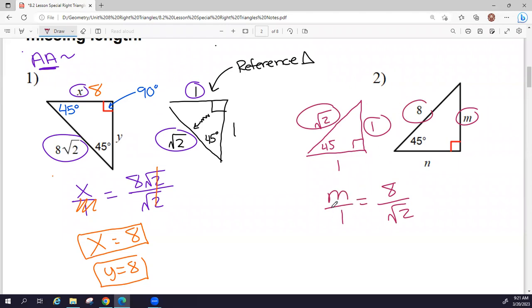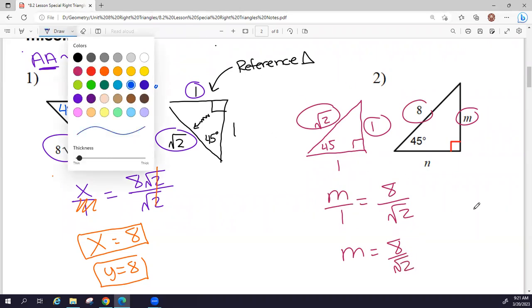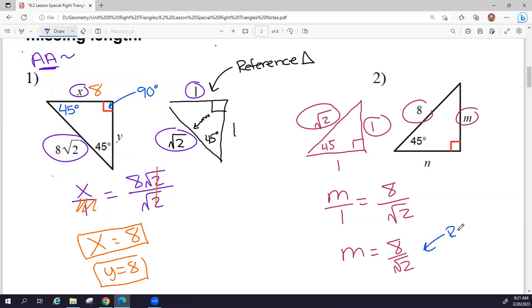Here again, I have m over 1, so I don't need that divided by 1. Anything divided by 1 is just the same. And then I have 8 over root 2. In order to write this correctly using convention, we will have to do what we call rationalizing. For time's sake, we will work on rationalizing together in class, but for now, we are just going to leave it like this. Eventually, we're going to want to get the square root out of the denominator, but we will talk about how to do that in class together. And so if this leg is 8 over root 2, this leg should be the same, so n is also equal to 8 over root 2.